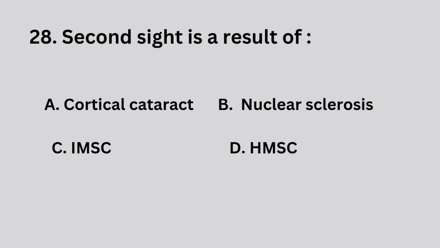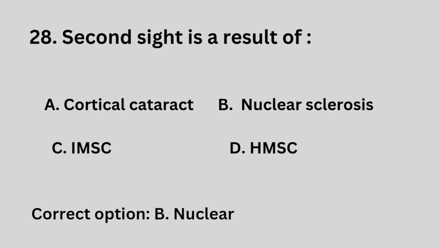Next question. Second sight is a result of option A, cortical cataract. Option B, nuclear sclerosis. Option C, IMSC. And option D, HMSC. Correct answer is option B, nuclear sclerosis.